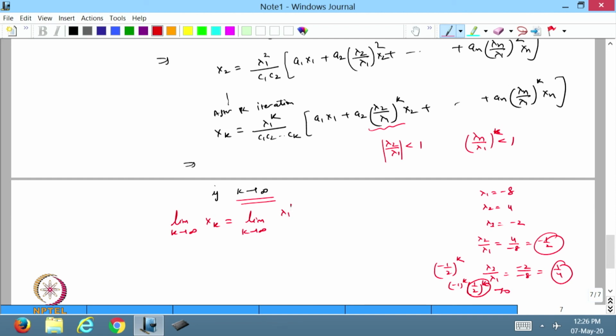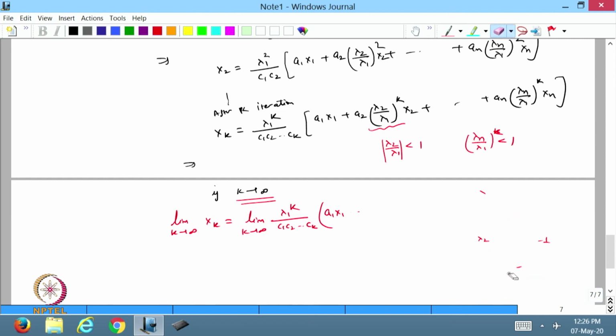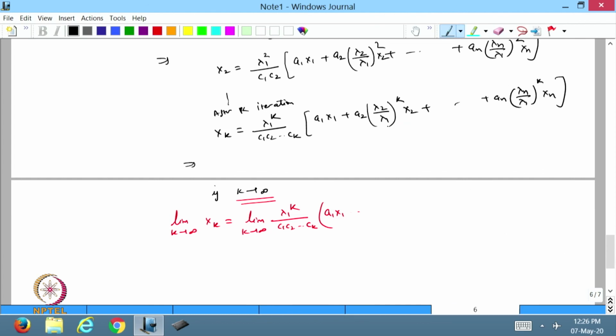So, this will be lambda 1 power k c1 c2 up to ck into a1 x1. This one I can now remove from here. So, from here I can write that this is a1 x1 plus a2 lambda 2 over lambda 1 power k x2 and so on.